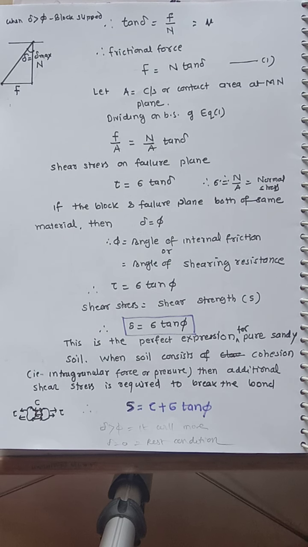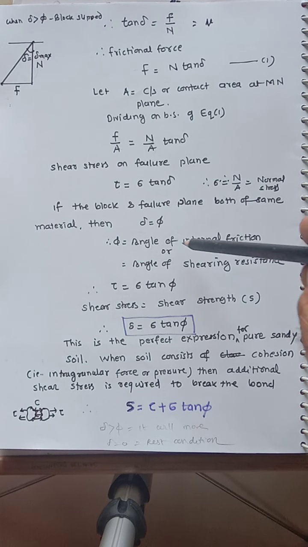Now if the block is just on the verge of failure, the maximum impending condition develops, and at that time delta becomes the maximum. Suppose the block and the plane are of the same material, the block is soil and the failure plane is also soil. In actual conditions, it is like part of a hilly area where a portion slides down. The portion which slides down is like that body, and the plane on which it slides down is the failure plane.